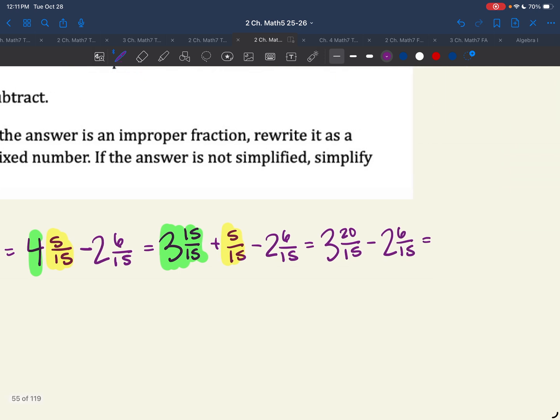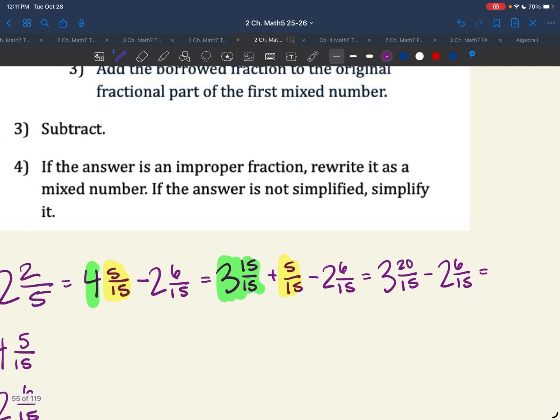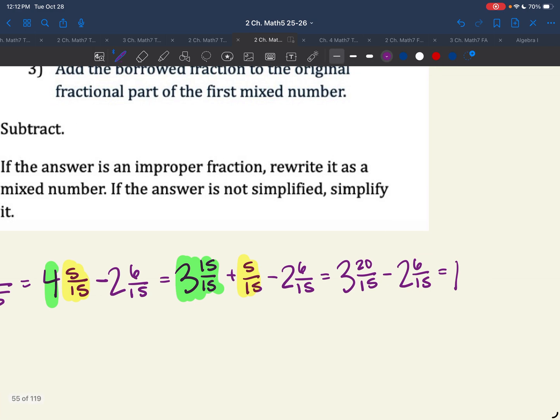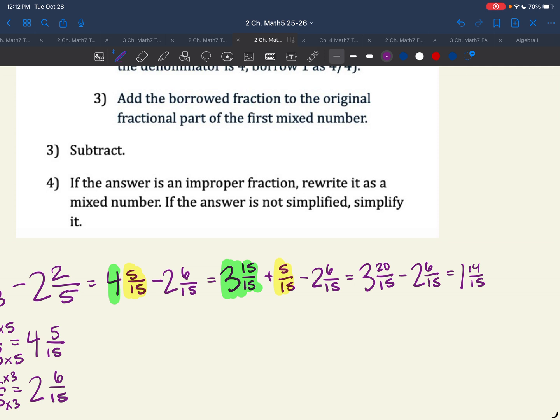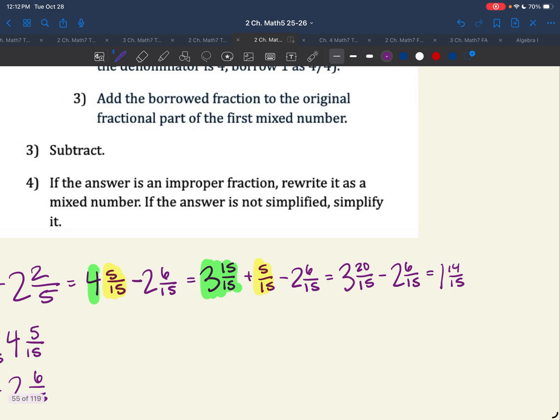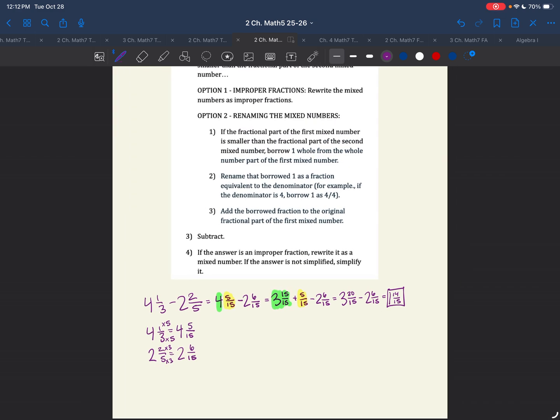So now step 3 says to subtract. We subtract the whole numbers, so that's 1, and then we subtract the numerators, which is 14/15. If the answer is an improper fraction, rewrite it as a mixed number. If the answer is not simplified, simplify it. So it is in simplest form. And that's how you subtract mixed numbers.